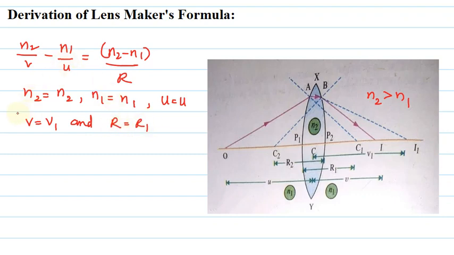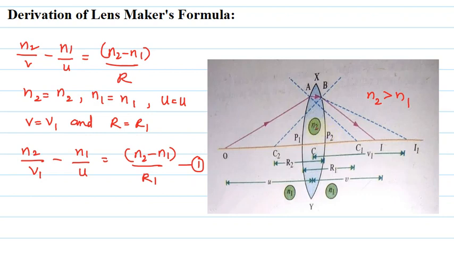If I substitute these terms in the above relation, then I can write this as N2/V1 minus N1/U is equal to (N2 minus N1)/R1. Let me represent this as expression 1, as the refraction is taking place along xP1y. Actually, the lens material is not continuous. It is bounded by the surface xP2y.